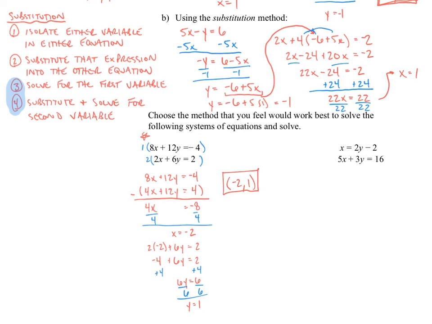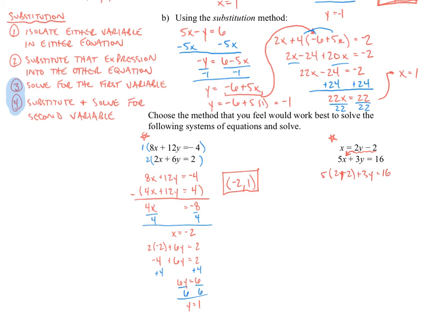So now we'll do the second equation. Again, the same thing. I'm going to ask you to do this one on your own and submit your answer. And now we're going to go through the solution. So this time I would choose the substitution method because x is already isolated. So that's step 1, isolate either variable. That's already done for me. And I'm going to substitute that into the second equation. So I'm going to rewrite this as 5 times 2y minus 2, that's a y, plus 3y equals 16. So I've done the substitution step.